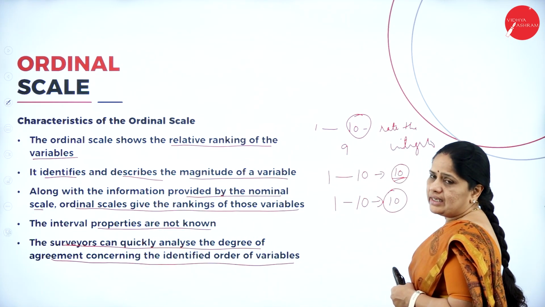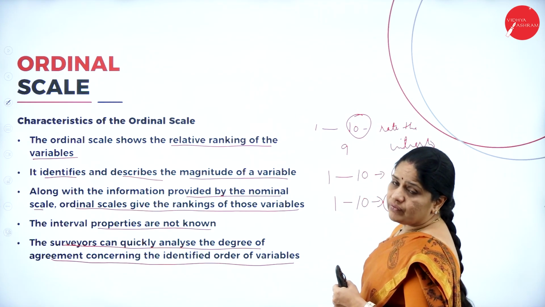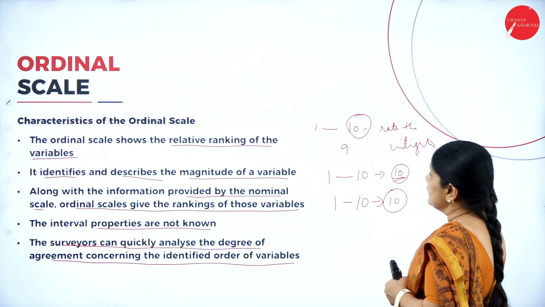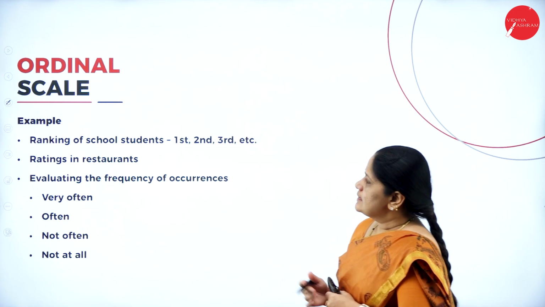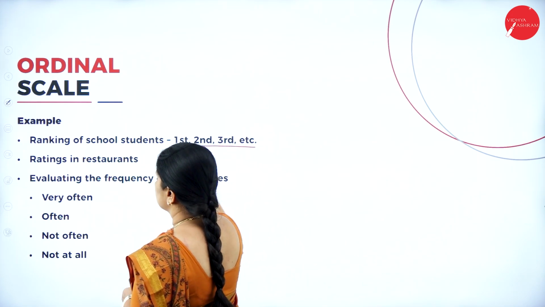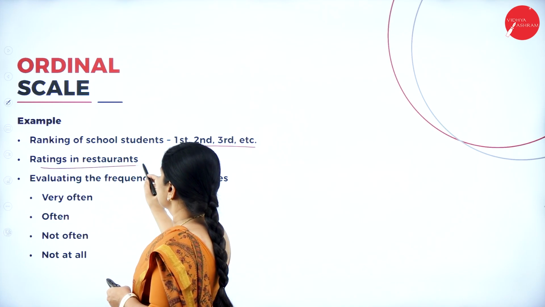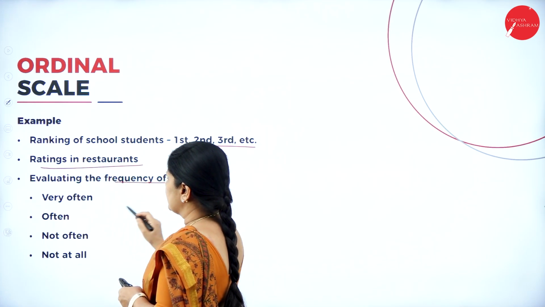So, whenever we have to measure some qualitative aspects of the data, usually an ordinal scale is used. Examples: ranking of school students, first, second, third, etc. The ratings in a restaurant.